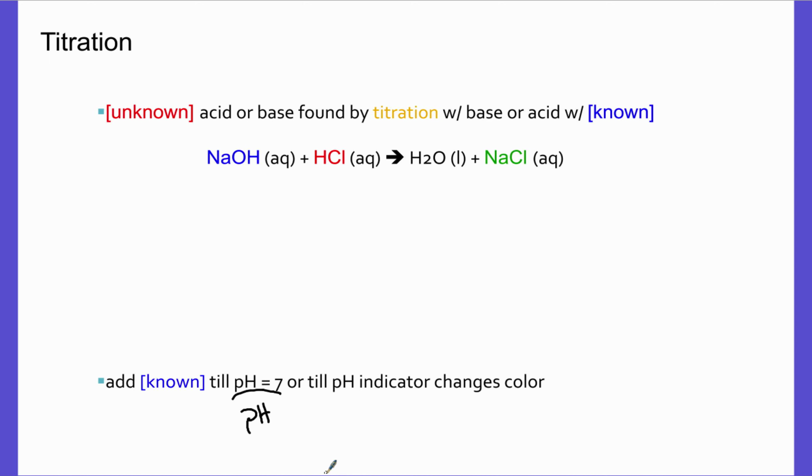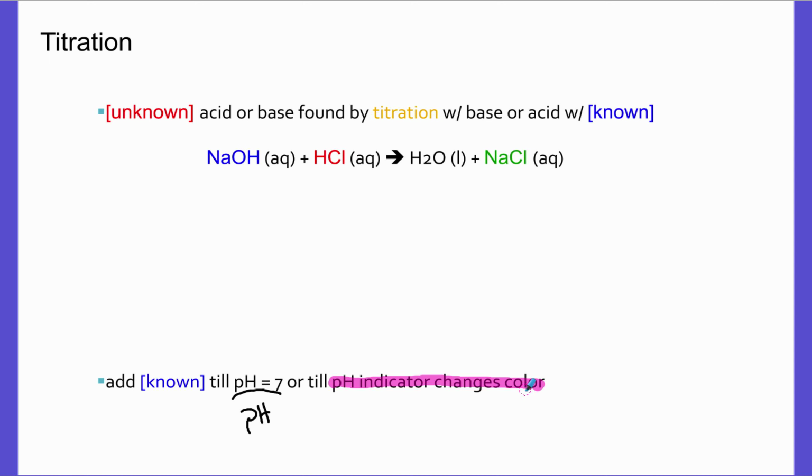So I want to add my base until the pH is 7, but that's not always going to be a simple, easy task, right? Instead of watching the pH, which will actually change drastically when it gets close to that 7, that neutral, instead, we usually use an indicator, right? So a pH indicator that'll change color when I reach my equivalence point is the easiest way to do this, right? So I'm going to show you guys how this would work in class. But I just add base until the color changes for my solution, right?